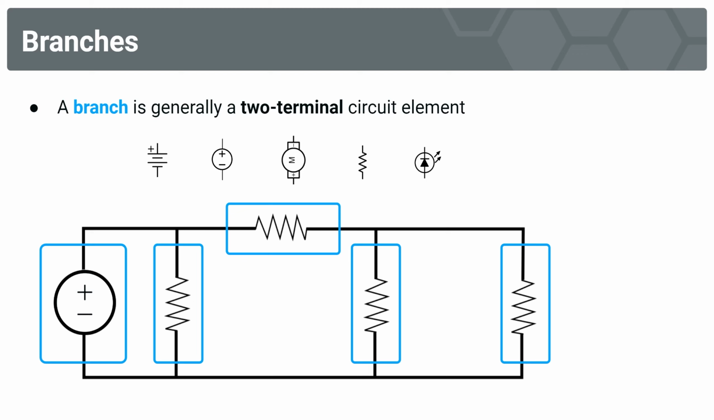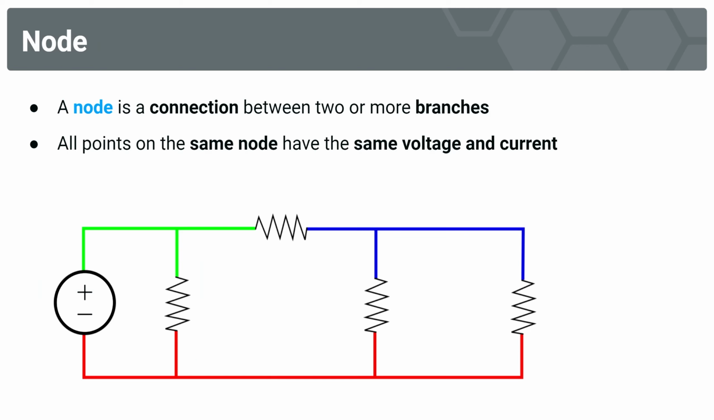And I included some other symbols for you to consider here. These are all two-terminal circuit elements, so they count as branches. Whether it's an LED, a motor, battery, voltage source, it's all the same. They're branches. Now, building off of that, we have nodes. A node is a connection between two or more branches. So take a look at the schematic here. It's the same as on the previous slide, but now we've highlighted our nodes, our connections between branches.